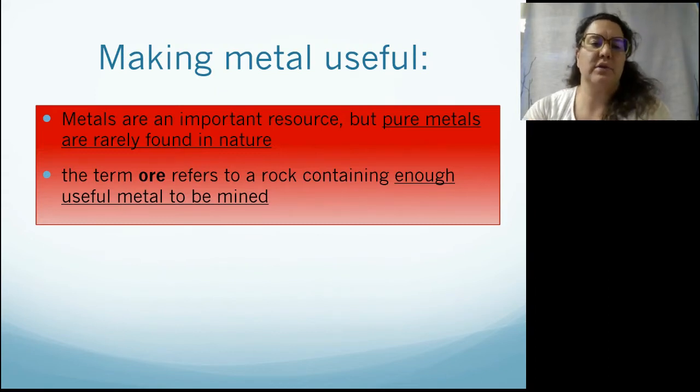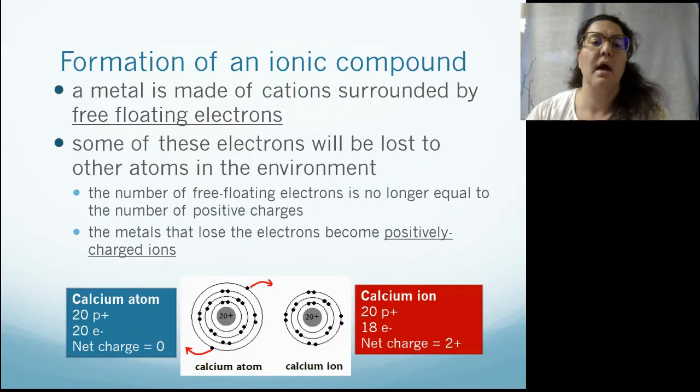So, making metal useful. Metals are an important resource, but pure metals are rarely found in nature. The term ore refers to a rock containing enough useful metal to be mined, such as iron ore. A metal is typically made of cations surrounded by free-floating electrons. So these are positive ions with free-floating electrons around them. And again, those free-floating electrons allow metals to be malleable.